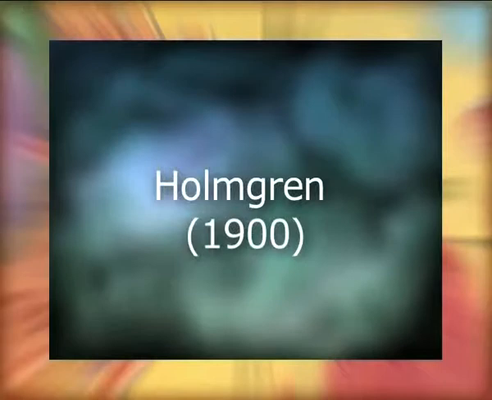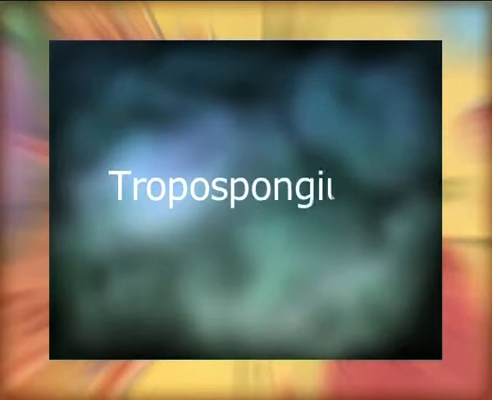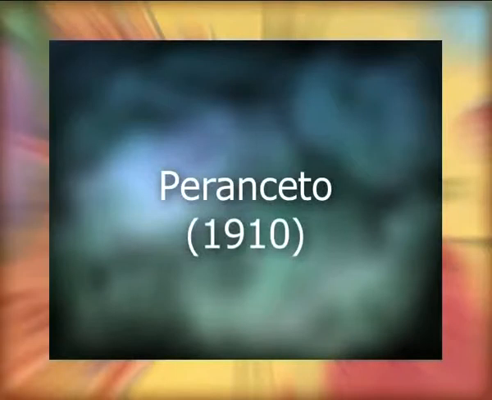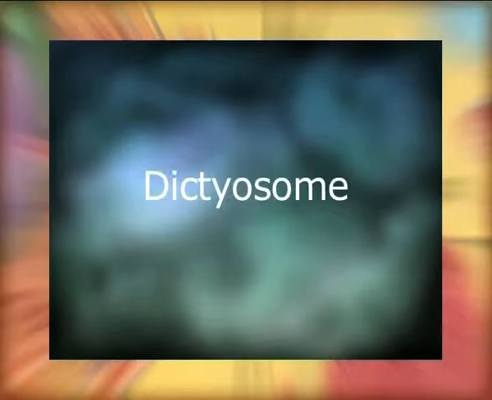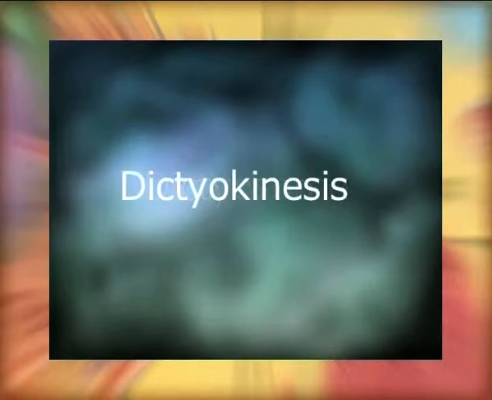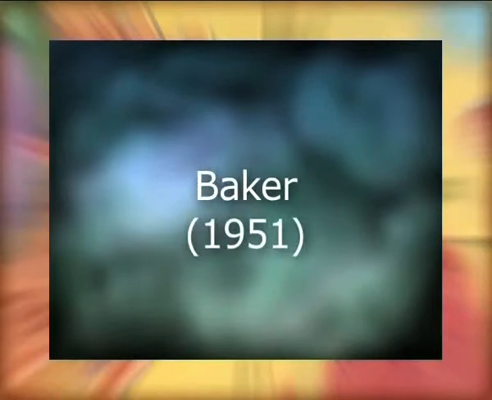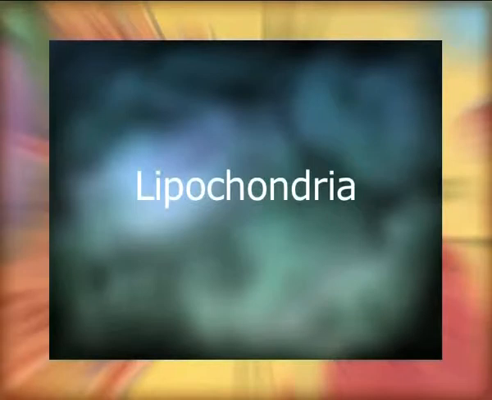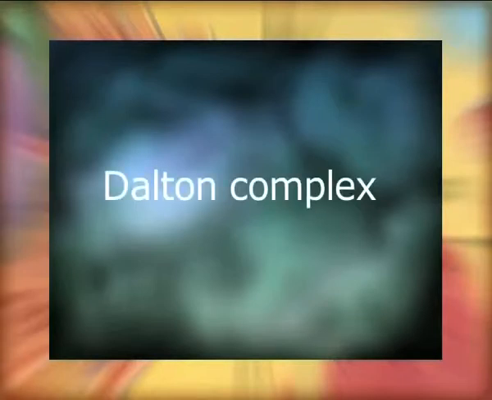Holmgren in 1900 described a system of clear canals and named it tropospongium. Pironcito in 1910 named it dictyosome and their division dictyokinesis. Baker in 1951 described it as lipochondria and later in 1959 as Dalton complex. However, the term Golgi complex has been widely accepted.